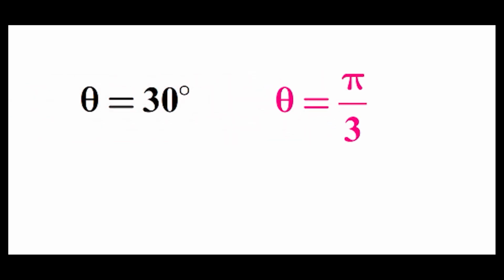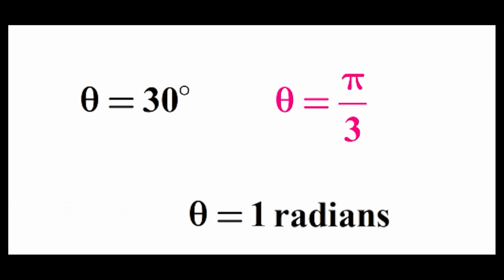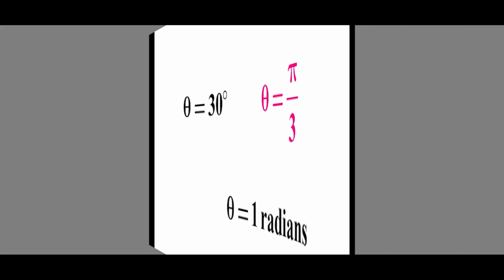For example, theta is equal to 30 degrees and theta is equal to pi over 3. If you see a little circle on top, then you know the angle is in degrees. And if you don't see that circle, then the angle is in radians. For example, theta is 1. It means theta is equal to 1 radian.